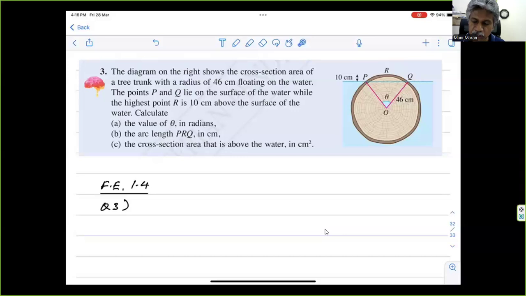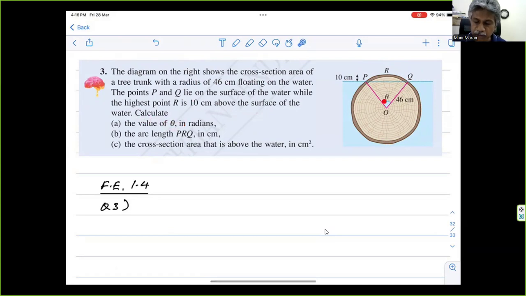Now you can see the tree trunk is partially visible on top. So this part is visible, this part is above the water, the rest of the tree trunk is under the water, it's not visible. You can see a small portion here, and then you are told that the highest point here will be 10 cm measured from the surface of the water, above the surface of the water. You're asked to find the value of theta in radians.